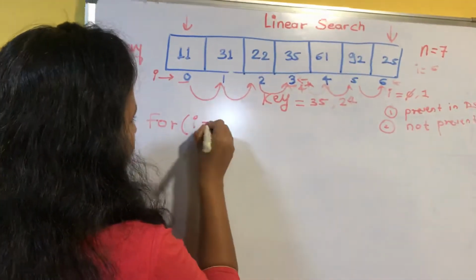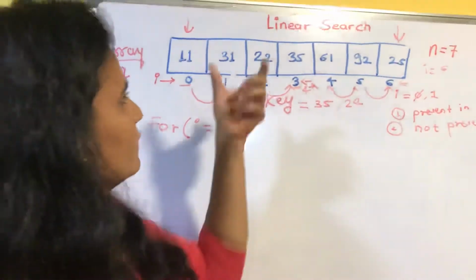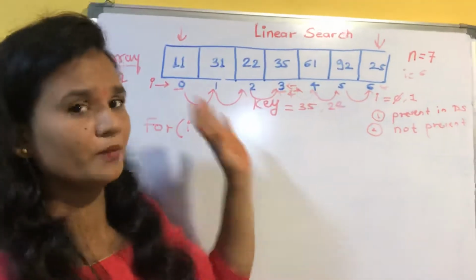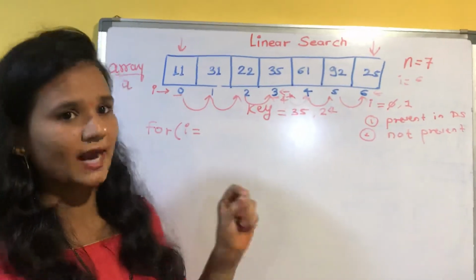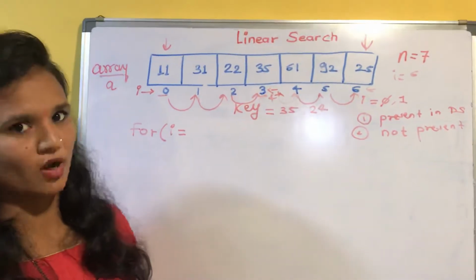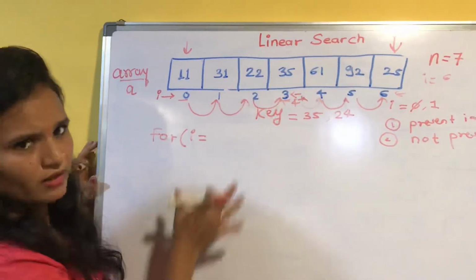So I will take i here. See guys, I'm just going to write the piece of code for the linear search, not the complete program from hash include to the closing of the main function. If you want that program, please write in the comment box. I will write that program also, or I will make a video for the same. This is just the linear search technique code.